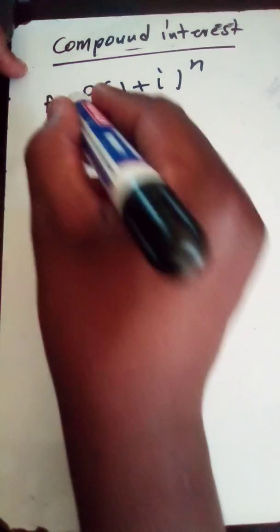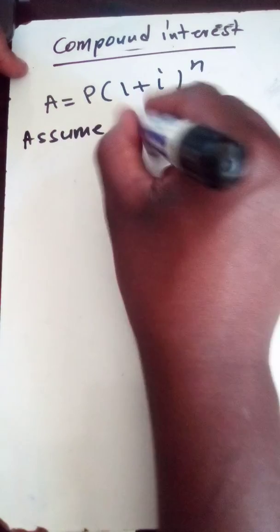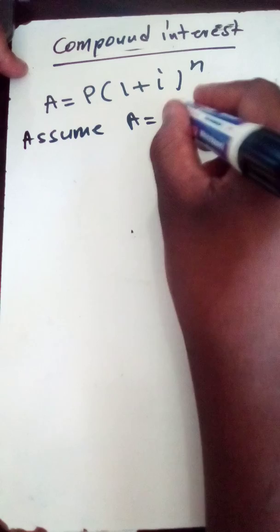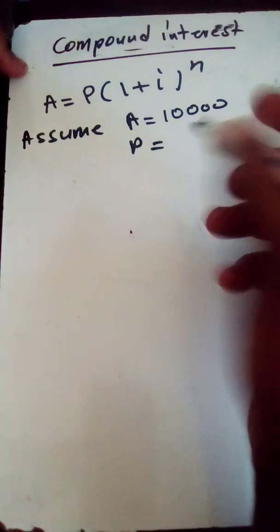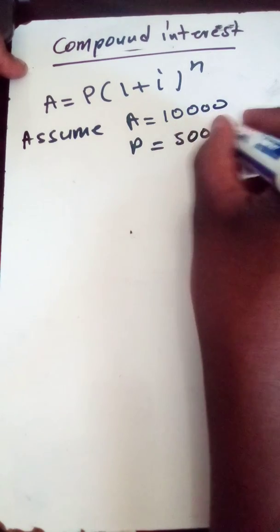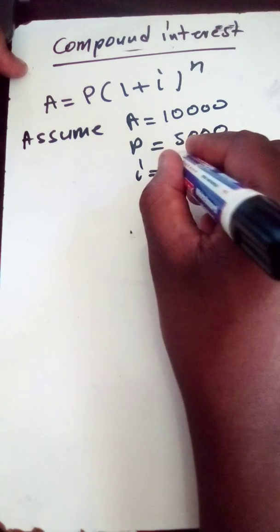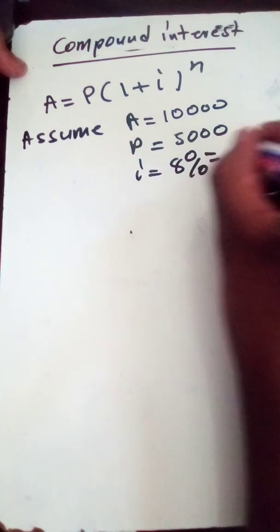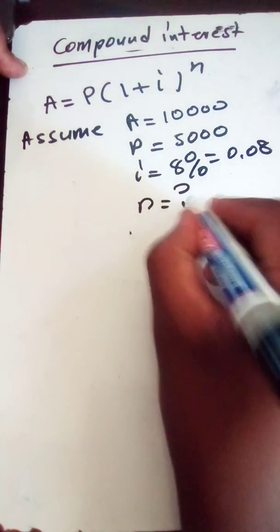If you have a question, let's assume they gave you a cumulative amount of 10,000. Then your P, the principal amount invested, they say was 5,000. Then I, the interest, let's say it's 8%, which you can convert to 0.08. They say you have to find n, so our n is unknown. So what to do? This one I'm just giving as a summary.